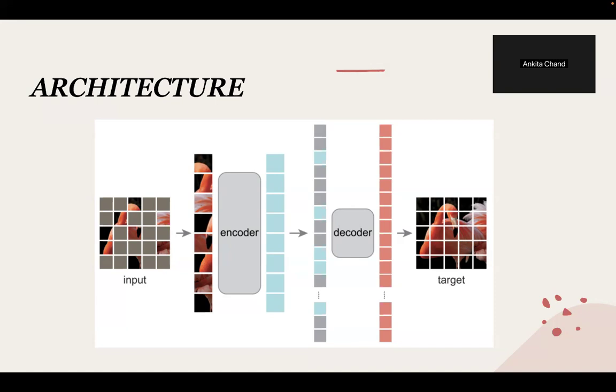Now, coming to the loss function, mean squared error is used here to compute the loss between the original and the reconstructed image. Also, another thing to note is that we apply the loss only to the masked patches and not over all the image pixels.